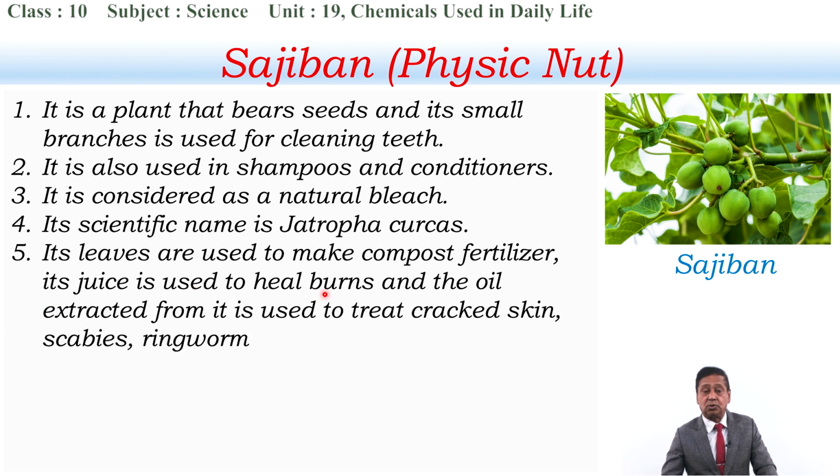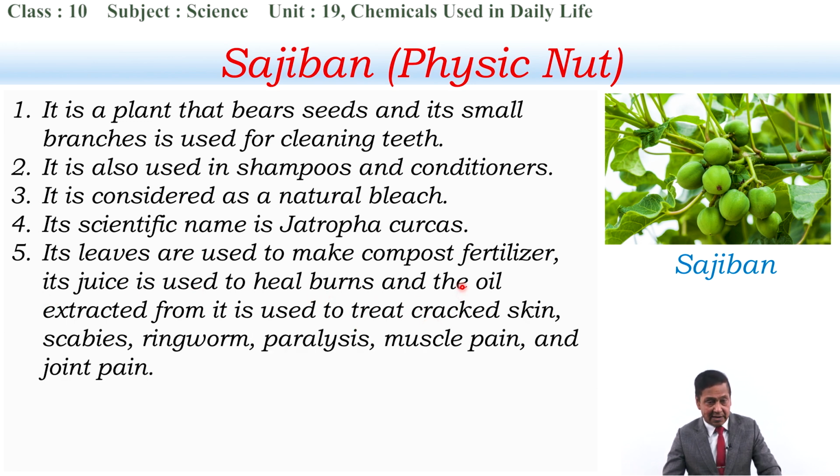Its juice is used to heal burns, and the oil extracted from it is used to treat cracked skin, scabies, ringworm, paralysis, muscle pain and joint pain. This sajivan is also used as a medicine, I mean in different purposes, in making different medicines which heal cracked skin, scabies, ringworm, paralysis, etc. In these cases, we use sajivan.